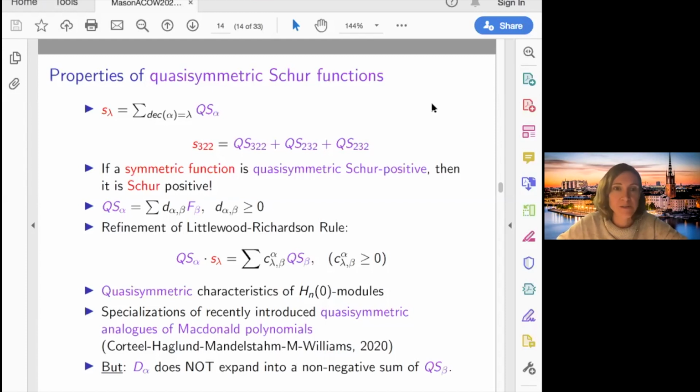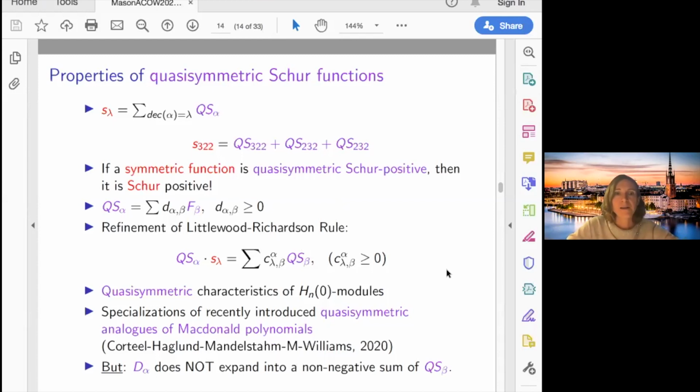They also decompose into a positive sum of fundamentals. There's a nice variation on the Littlewood-Richardson rule that allows you to multiply an arbitrary quasi-symmetric Schur times an arbitrary Schur and expand into the quasi-symmetric Schurs with positive coefficients. They also have a representation theoretic interpretation.